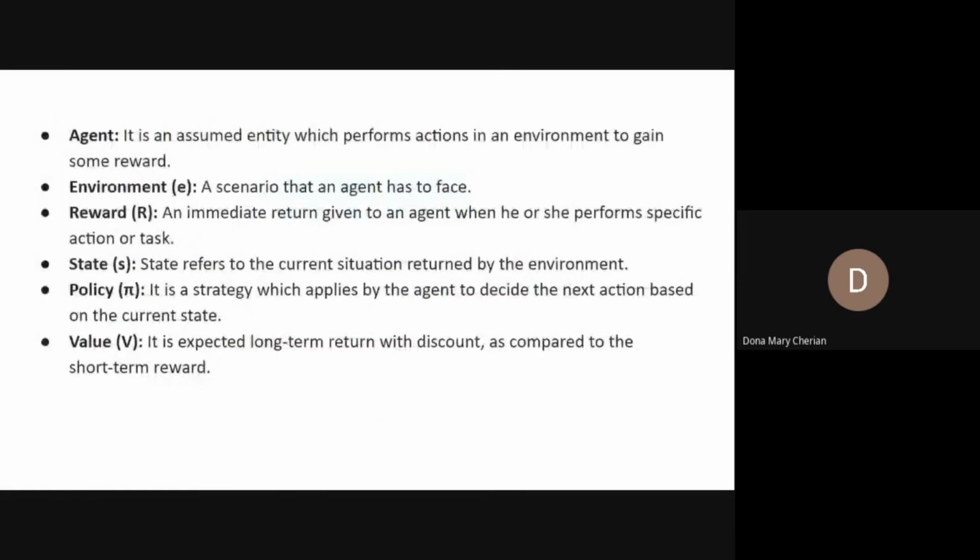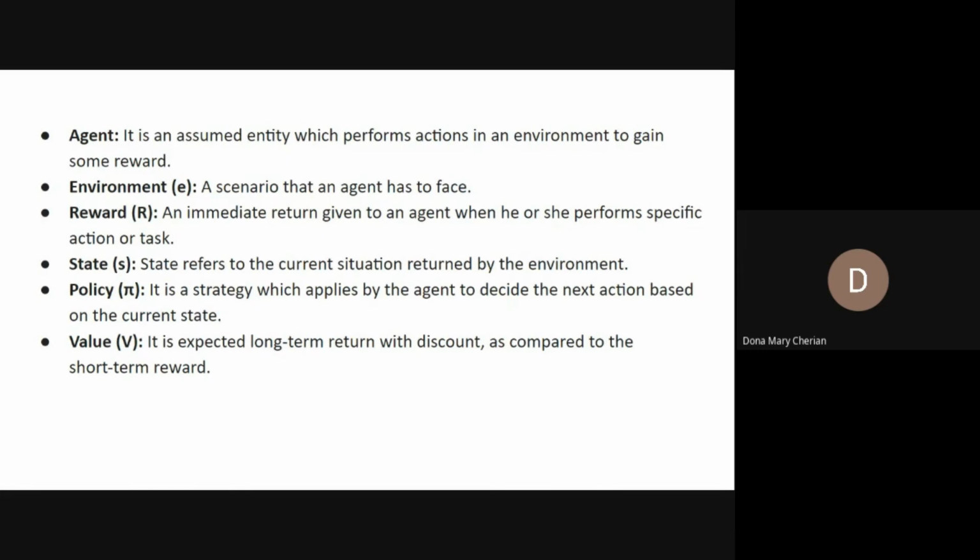So, there are different components inside reinforcement learning. The first one is the agent. It is an entity that can perceive or explore the environment and act upon it. The environment is the situation in which an agent is present or surrounded by. And actions are the moves taken by the agent within the environment. State is the situation returned by the environment after each action. Reward is the feedback returned to the agent from the environment to evaluate the action.